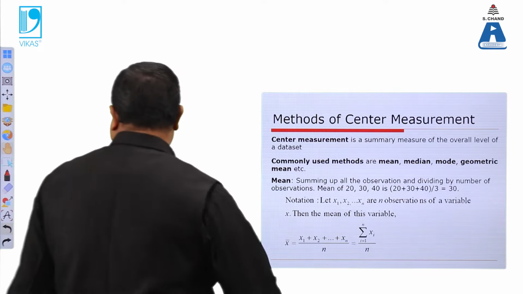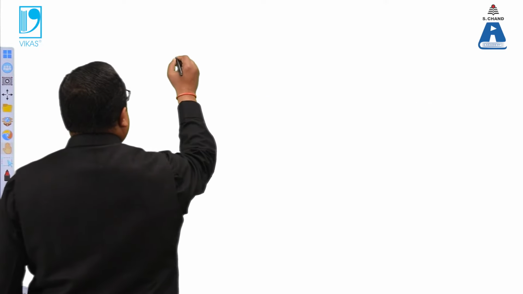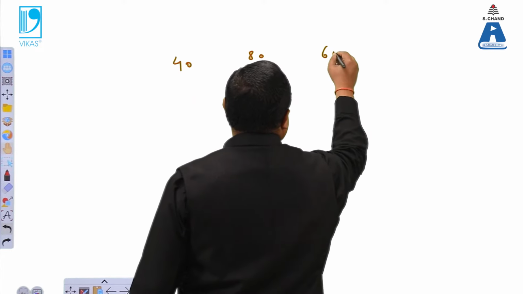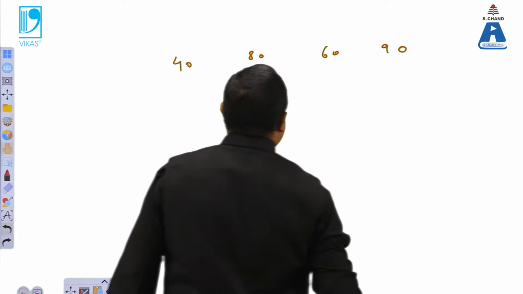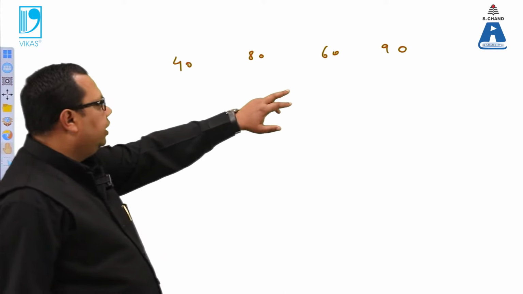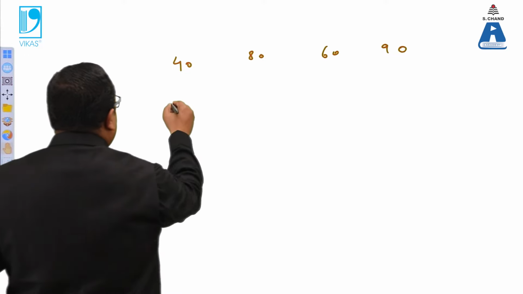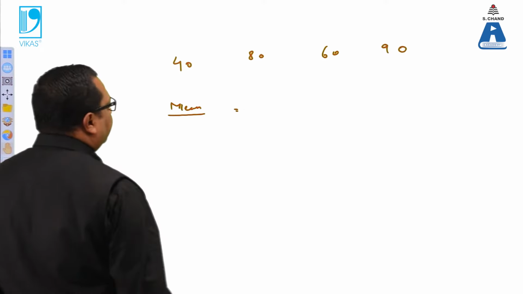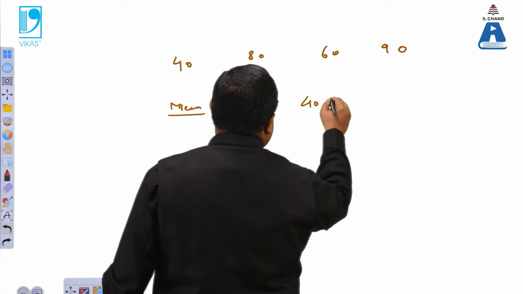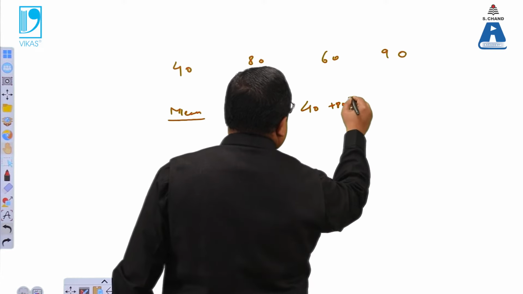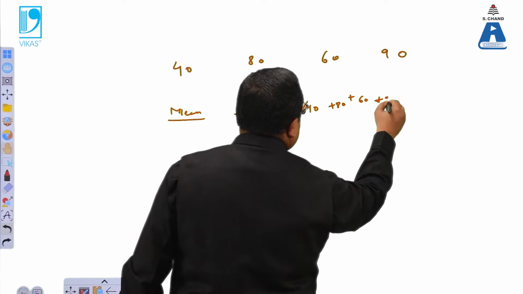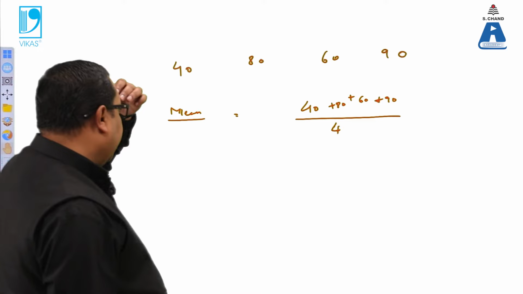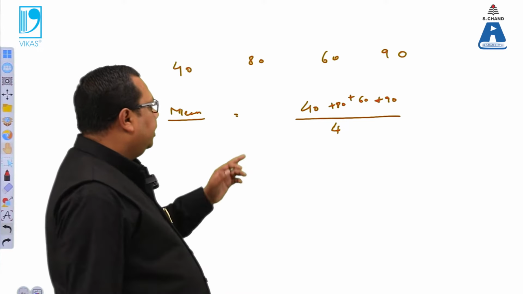Let's take an example. Suppose the figures are 40, 80, 60, 90. There are four figures, and I have to calculate the mean of this. So I will add 40 plus 80 plus 60 plus 90 and divide it by the number of terms. We add them, and after adding we divide by the number of terms.